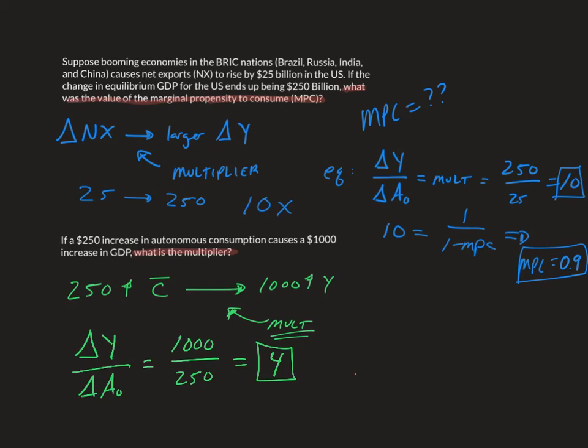It's very important on your exam and when you're taking quizzes that you know exactly what's being asked. In this first one, what's the value of MPC? So that means we had to come down here and find the multiplier and then figure out the MPC. Versus here, it's just asking for the multiplier. So we can stop once we calculate the multiplier.